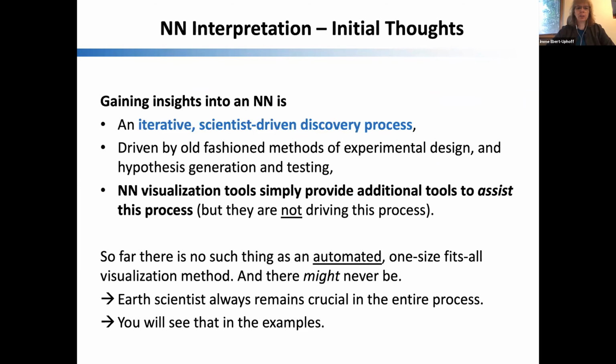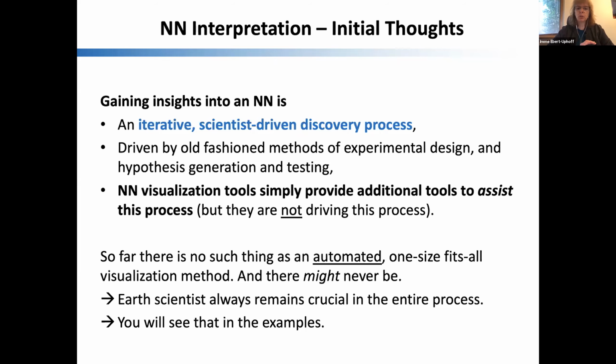So first, before I jump into the real topic, I wanted to give some initial thoughts, maybe some philosophy. So what I found over the past few years is that gaining insights into a neural network is an iterative, scientist-driven discovery process. It's driven by old-fashioned methods of experimental design and hypothesis generation and testing, and the neural network visualization tools simply provide additional tools to assist this process, but they're not driving this process. And we'll see that in several examples. So just keep that in the back of your mind.